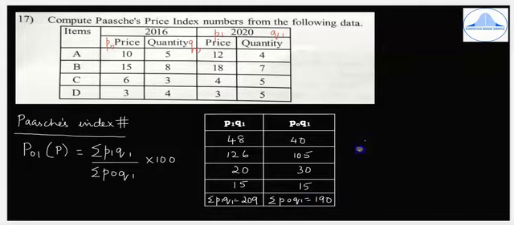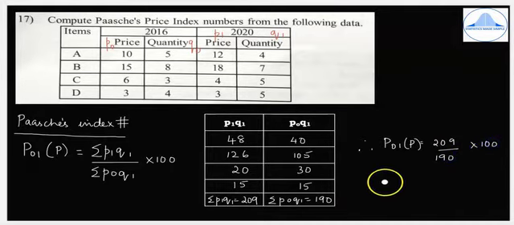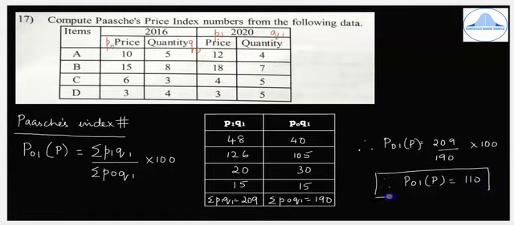Now, if you substitute in the formula, you'll get, therefore, P01 of P is equal to summation P1 Q1, that is 209, divided by summation P0 Q1 is 190, multiplied by 100. So the final answer for Paget's price index number is P01 of P is equal to 110. So if you mark the columns correctly and remember the formulae for the different types of index numbers, then it is very easy to get full marks for a particular problem.